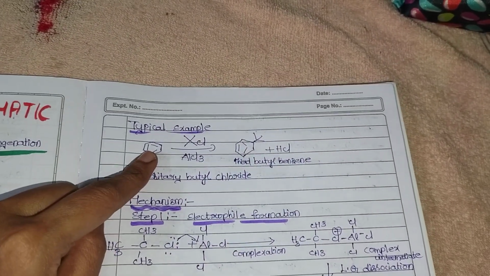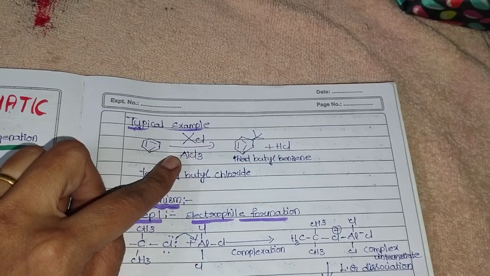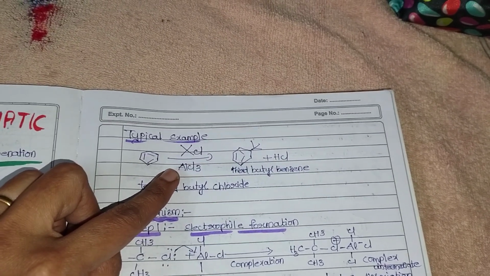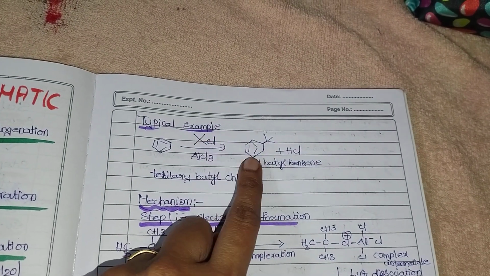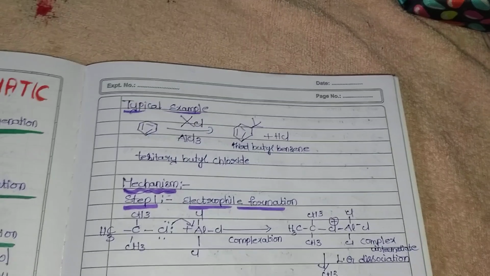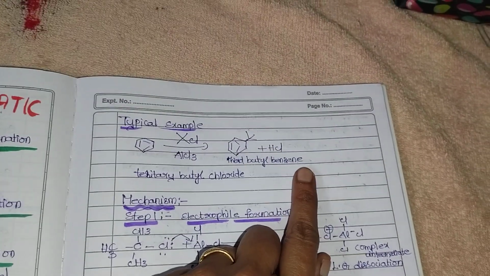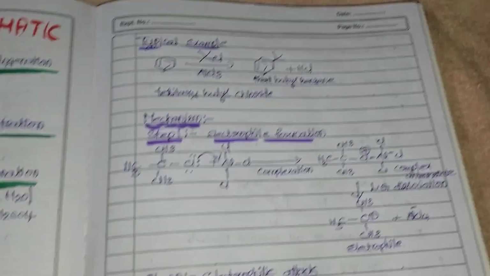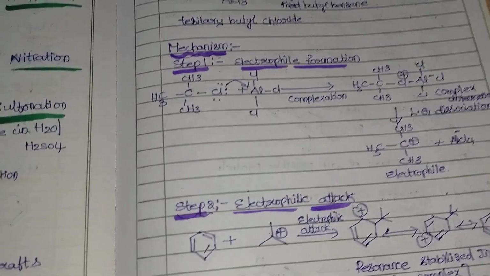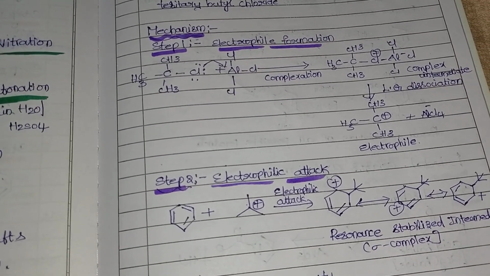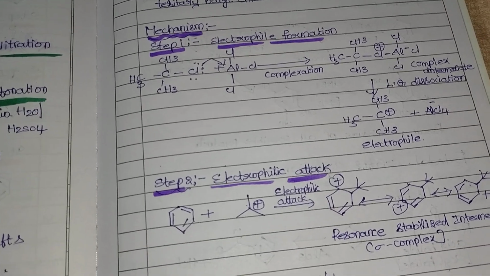When benzene reacts with tertiary butyl chloride in the presence of AlCl3, which is a catalyst, it forms tertiary butyl benzene and hydrogen chloride is formed. Tertiary butyl benzene is the product. Let's see its mechanism. As I explained in the last video also, the mechanism is the same with little differences. The first step is electrophile formation.